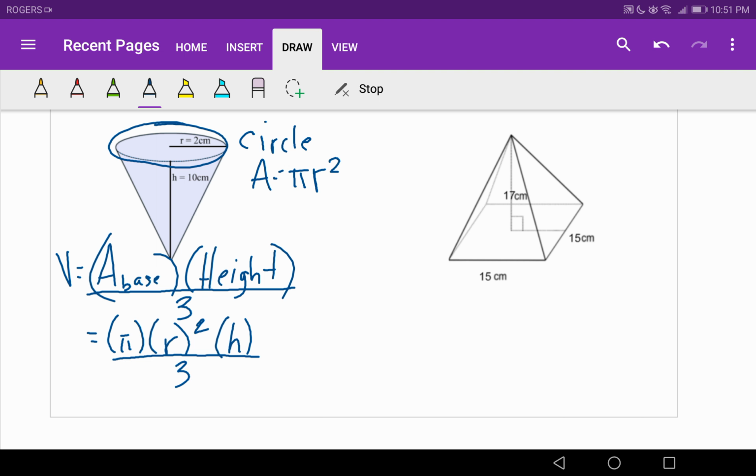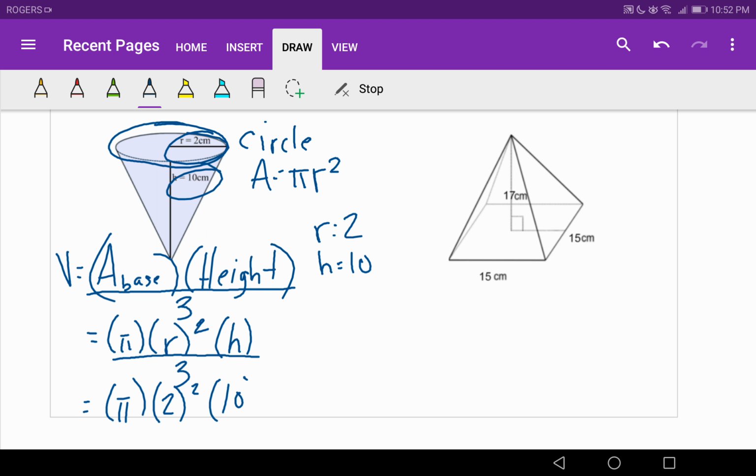Okay, what is my radius? Well, my radius is 2. I'm going to plug that number in for r. And my height is 10. I'm going to plug that number in for h. Okay, and that's just the numbers that were shown here in my diagram. So pi times 2 squared times 10. And don't forget to divide by 3.